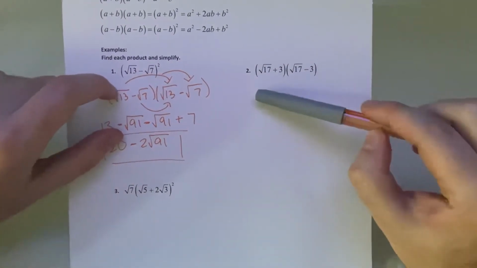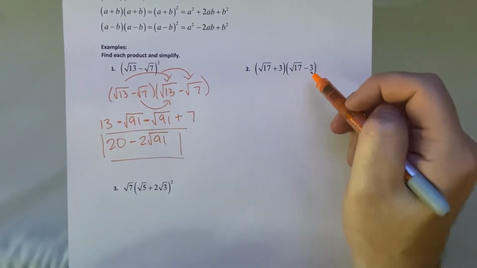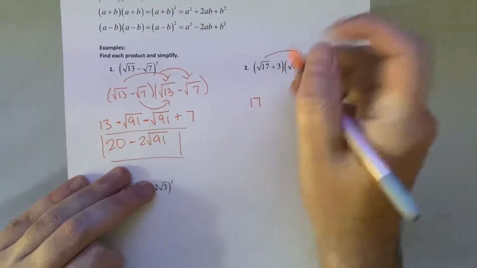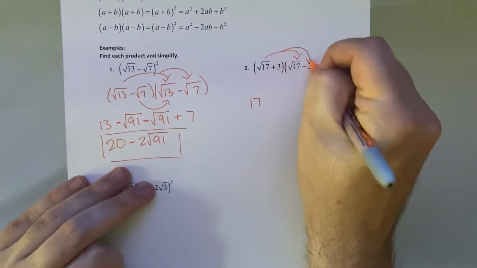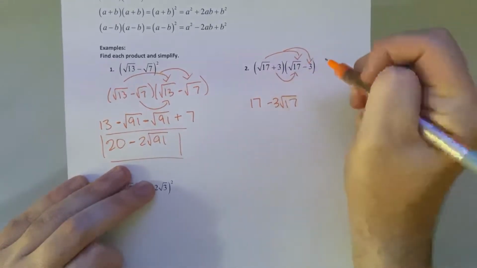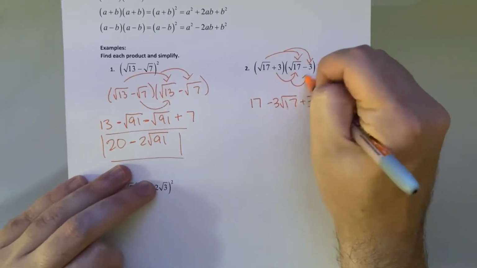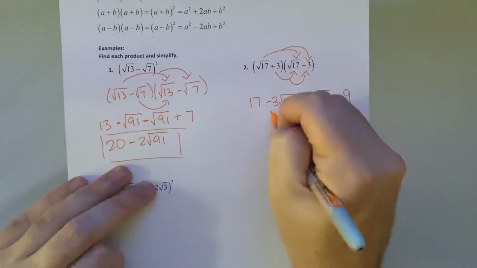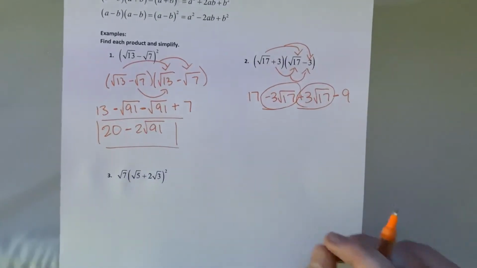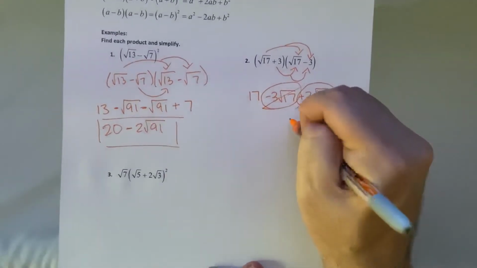However, when you have conjugates, the square root of 17 plus 3 times the square root of 17 minus 3, we have square root of 17 times square root of 17 is 17. Square root of 17 times negative 3 is minus 3 square roots of 17. 3 times the square root of 17 is plus 3 square roots of 17. 3 times negative 3 is negative 9. Look what you have in the middle when you multiply by conjugates. We have two things that when I add them together cancel out. 17 minus 9 is 8.